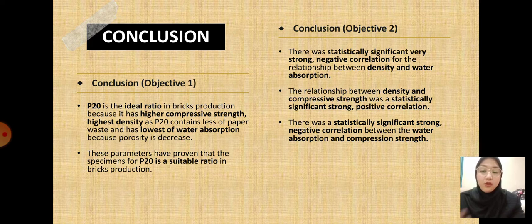So, the conclusion for objective 2: for the three parameters that I used, it showed that all three have a relationship among them.